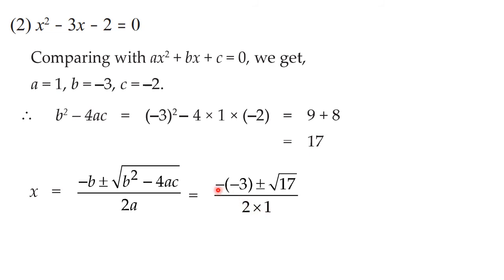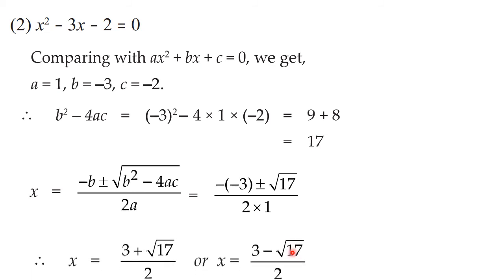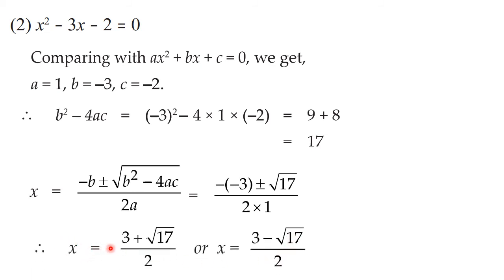Now see, this minus and this minus is going to give you plus. And here, this 17 is not a perfect square. Also, you know that 17 is a prime number, so we cannot factorize it. So here, we can write down the two answers immediately like this. That therefore, x is equal to plus 3 plus root 17 upon 2, or x is equal to plus 3 minus root 17 upon 2. We cannot simplify it further.